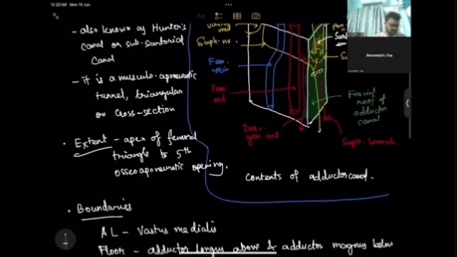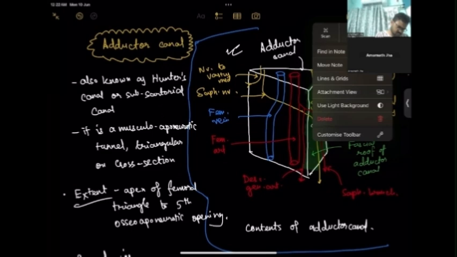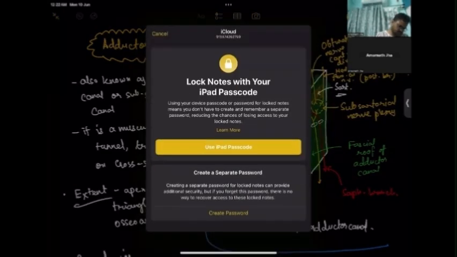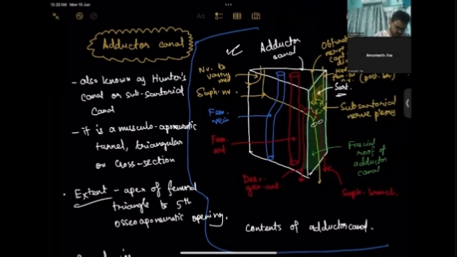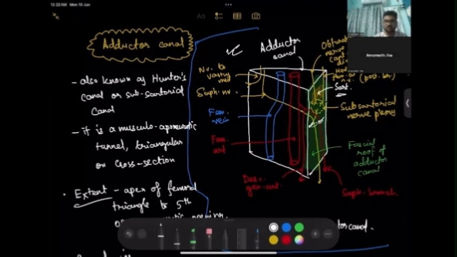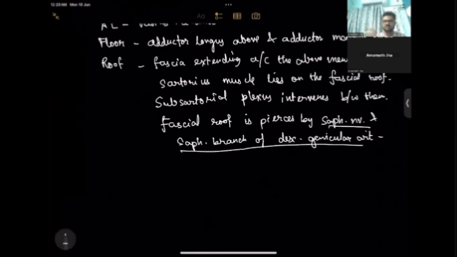Now look, let's again see these openings. I can't zoom in, I have to just rotate this. You can see these openings present here, they are just marked. So I'm talking about those. That's the roof, and it's being pierced by those two structures. So remember these two: the saphenous nerve and the saphenous branch of the descending genicular artery.